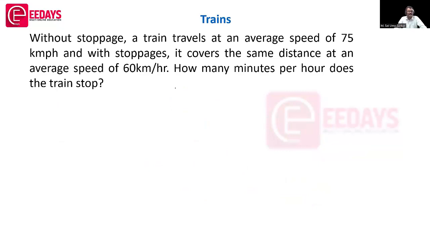Next question. Without stoppages, a train travels at an average speed of 75 kilometers per hour, and with stoppage, it covers the same distance at an average speed of 60 kilometers per hour. How many minutes per hour does the train stop?